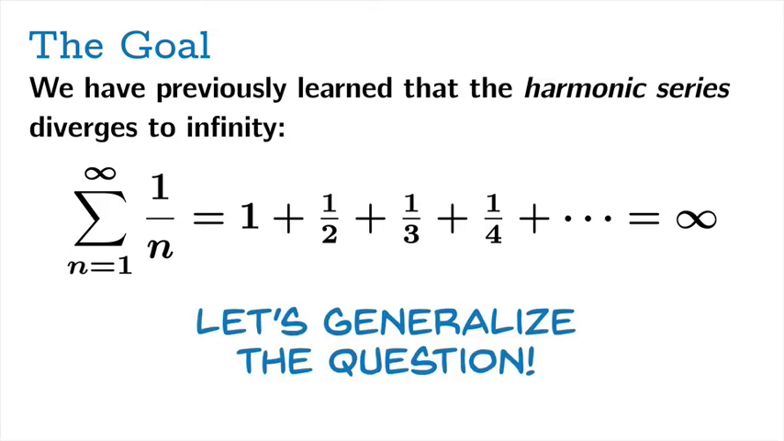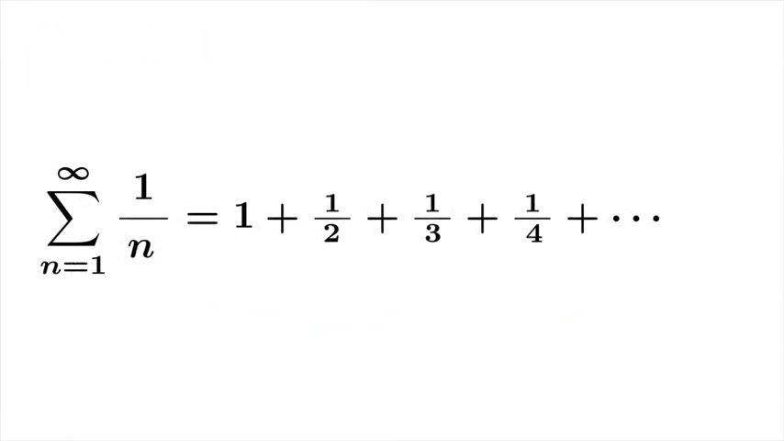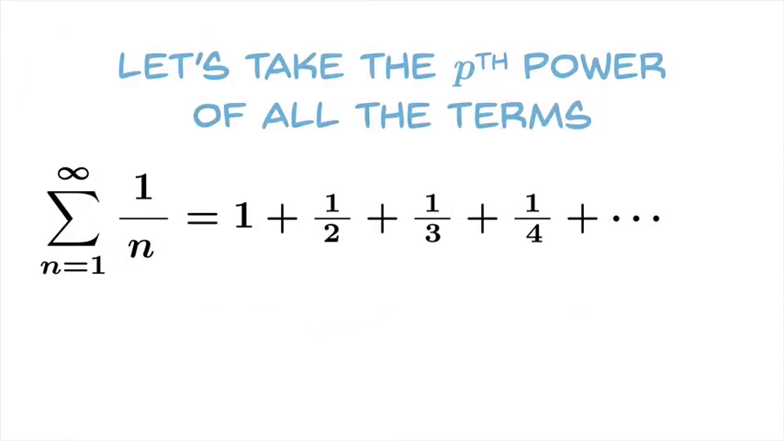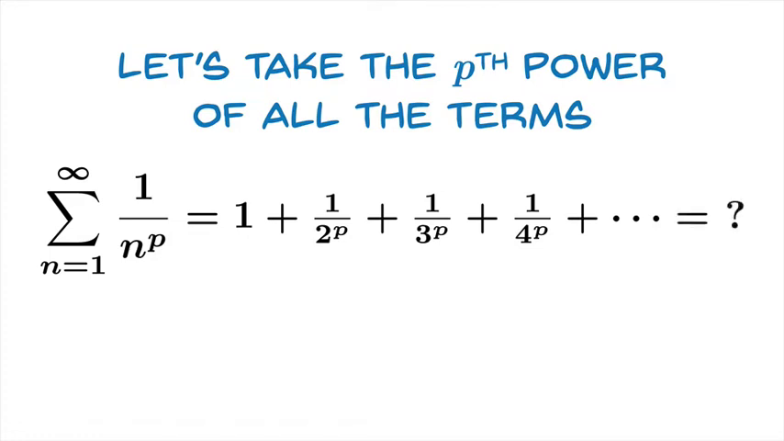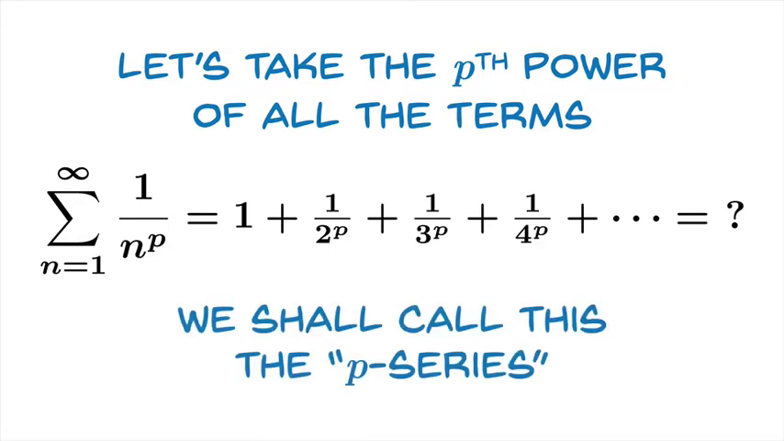Let's enlarge this question to capture a whole bunch of cases and just see if we can analyze the more general question. So instead of just reciprocating the natural numbers, we'll reciprocate and take the pth powers. So we'll get an expression that looks like this. We're going to sum 1 over n to the p, n goes from 1 to infinity. And our question is, does this series converge or not? And we shall call this the P-series.